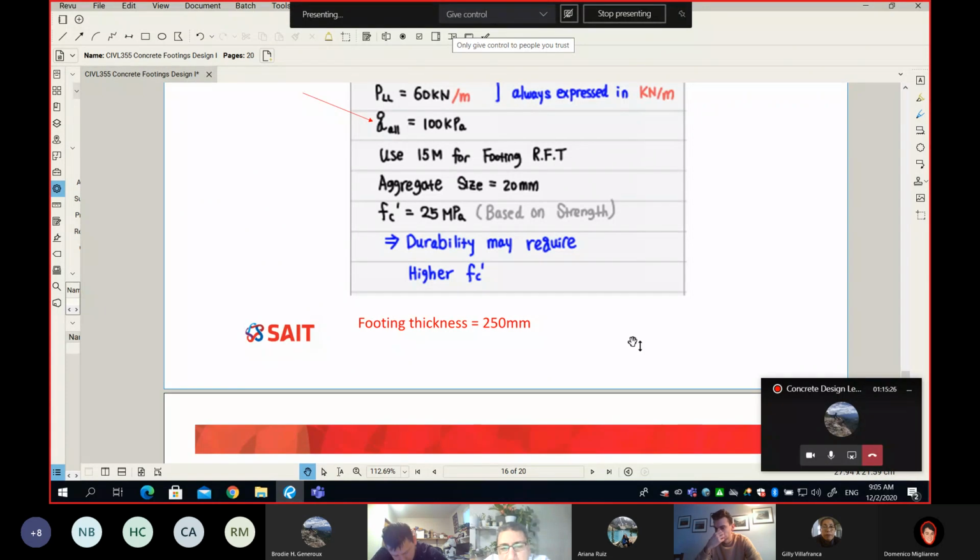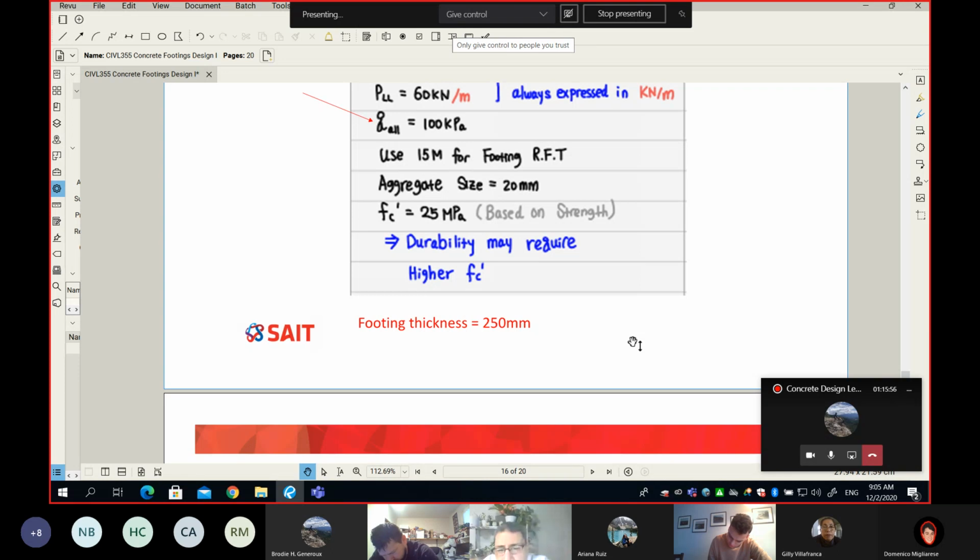So please think about this process as a kind of trial and error. You pick one thickness, you check it. If it works, great. If it doesn't work, then we repeat the process again. For this exercise, I'm saving your life and I give you the thickness. And typically in the final exam, I will also give you the thickness of the footing. So in this example here, I already gave you the thickness of the footing, which is 250 mil, which is a 10-inch footing.